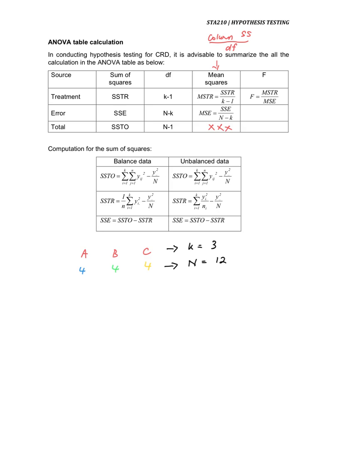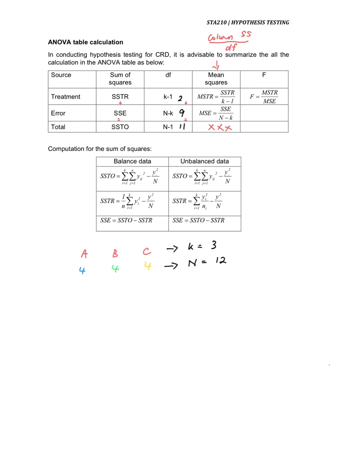So in the example just now, 3 minus 1 is 2. This one, 12 minus 3 is 9. This one, capital N minus 1 is 11. Or if you want to check, when you total up 2 plus 9, it should be equivalent to 11. Same goes for SSTR plus SSE, which should be equivalent to SSTO.